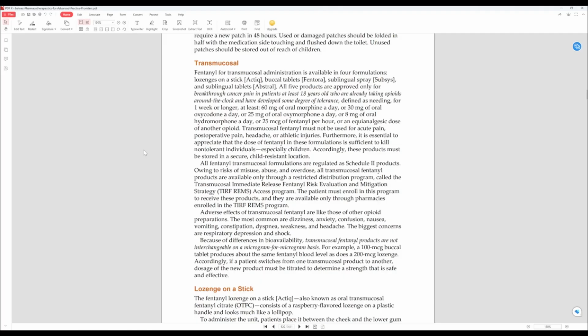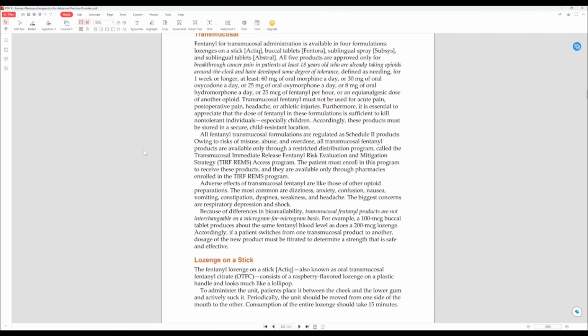The patient must enroll in this program to receive the product, and the products are available only through pharmacies that are enrolled in these programs. Adverse effects of transmucosal fentanyl are like those of other opioid preparations. Again, the most common would be dizziness, anxiety, confusion, nausea, vomiting, constipation, dyspnea, weakness, and headaches. The biggest concerns again are respiratory depression and potential shock.